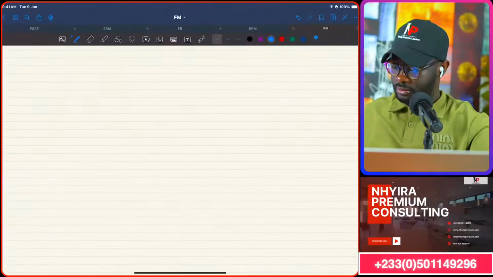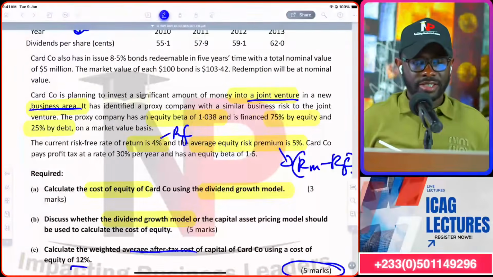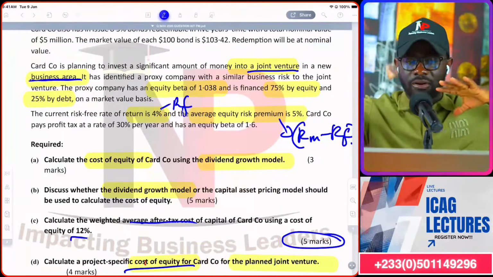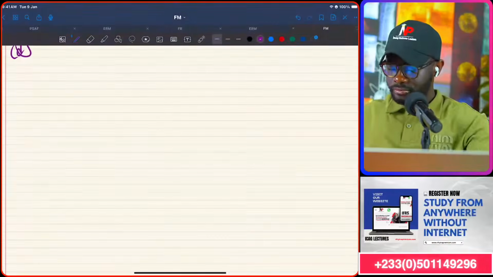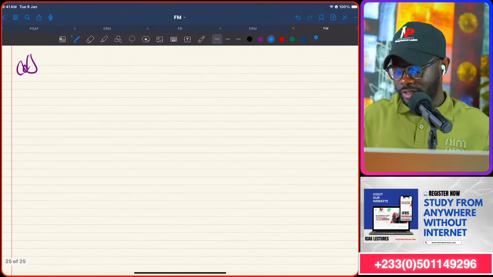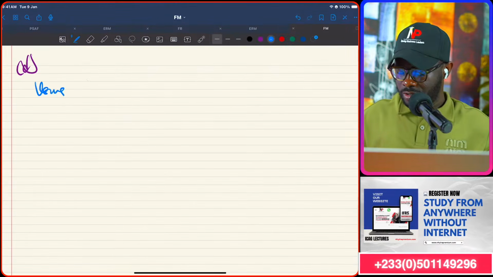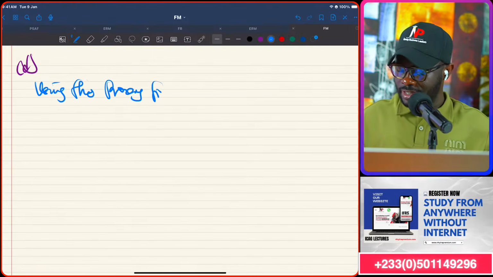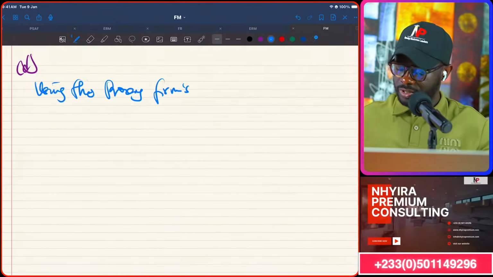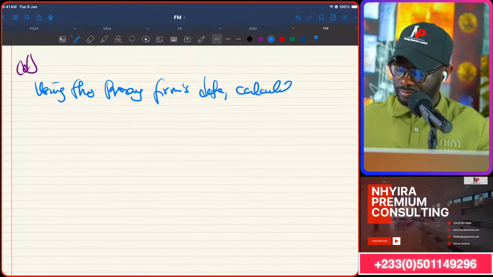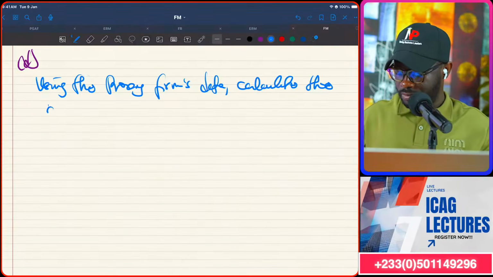D for Dorothy. So first things first, we are given the equity beta of the proxy firm. That's good, but we need to calculate the asset beta of that new business area. So let's calculate asset beta. So using the proxy firm's data, using the proxy, I'm just adding some of these things as we are in class, and I got to explain some of these things to you. Using the proxy firm's data, calculate the asset beta.